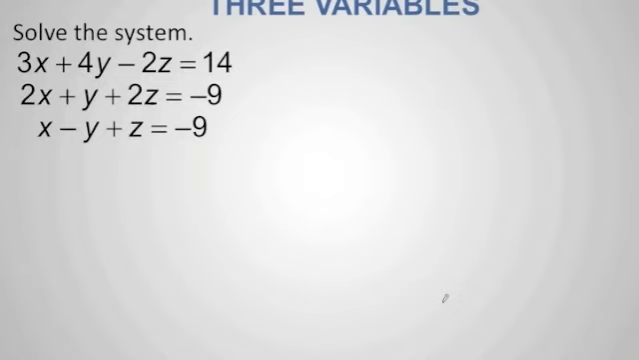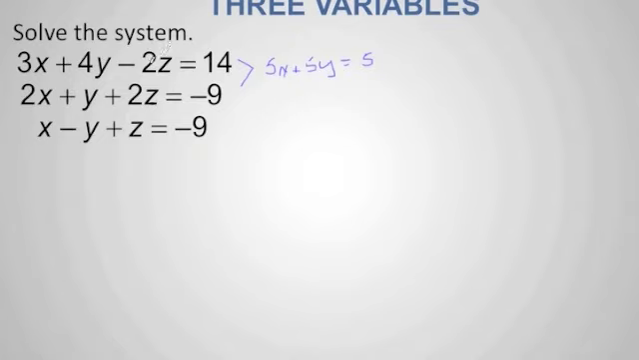And the first thing I'm going to do is add the top two equations together. That will give me a 5x plus 5y equals 5. I was able to eliminate these z's because these were additive inverses.